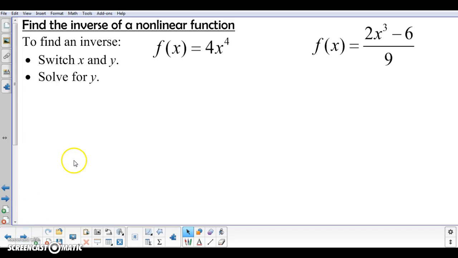Having found inverses of linear functions, now we move on to finding inverses of non-linear functions. The process will stay the exact same. We're going to switch x and y and then solve for y. So keeping it simple, again, if I see f of x, that's okay. It's function notation, that's fine. I just imagine that it's a y, no big deal.